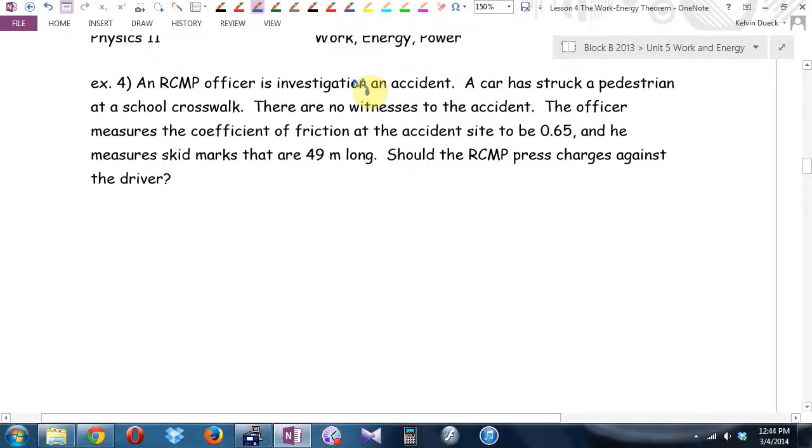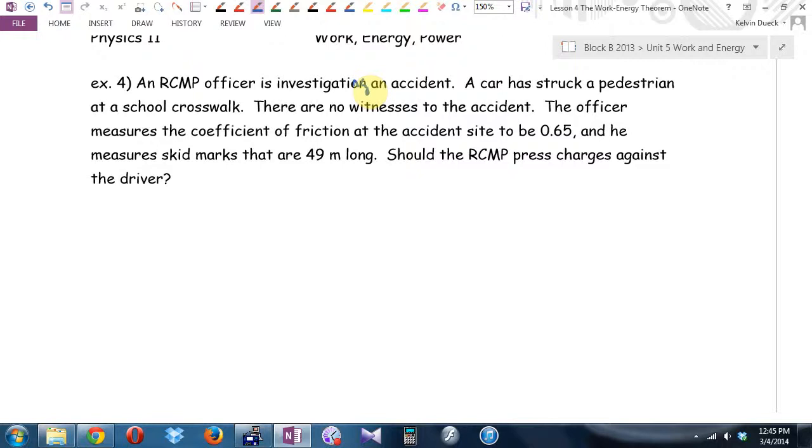So we know mu. And there are skid marks that are 49 meters long, which means it took at least 49 meters for this car to come to a stop. Possibly more, because he might not have skidded the whole time, right? So this is minimum. Can we press charges?